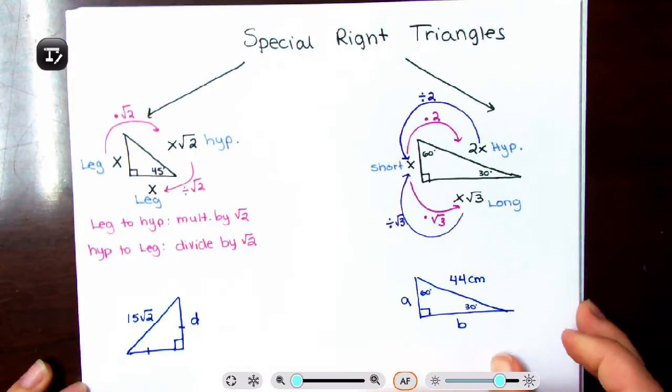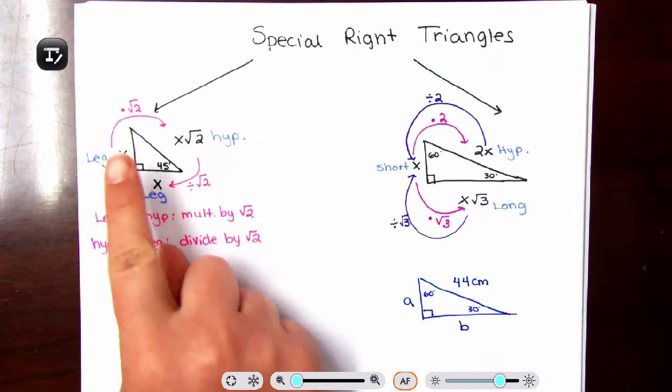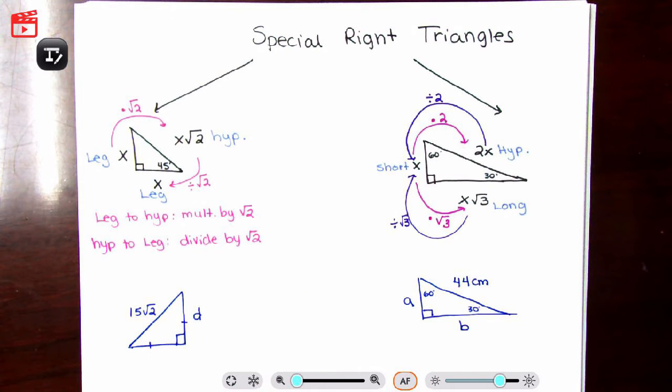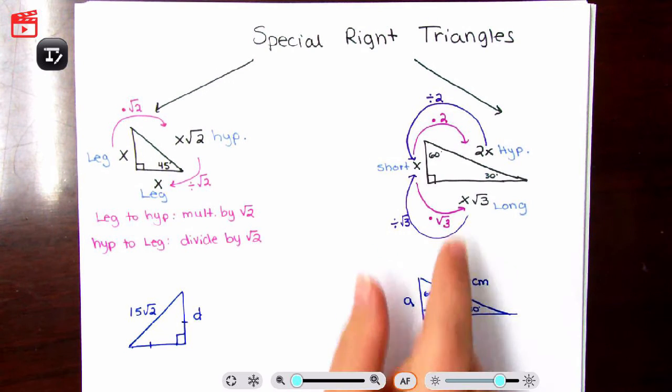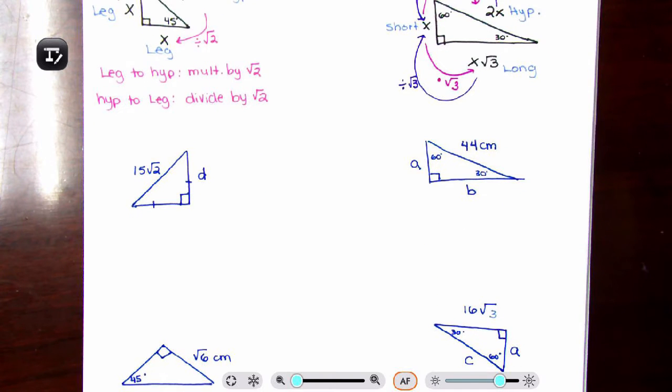There they are. Let's talk about our special right triangles. For special right triangles, we have a 45, 45, 90 triangle, and we have a 30, 60, 90 triangle. Now, these arrows just tell you what to do to convert from a leg to a hypotenuse, from a long leg to a short leg. The way that I like to teach is I would like for you to set up equations, and then this stuff, the dividing, just kind of happens naturally. And I'll show you how to do that here with a few examples.